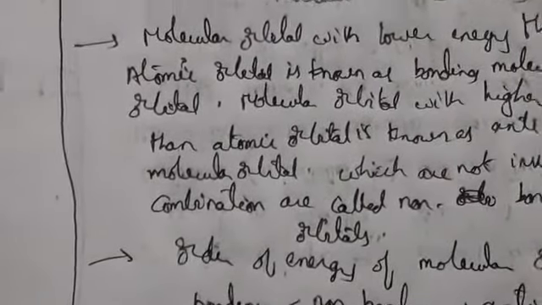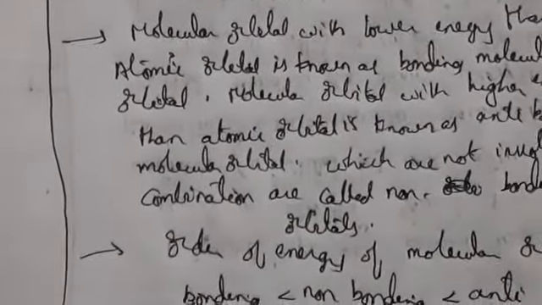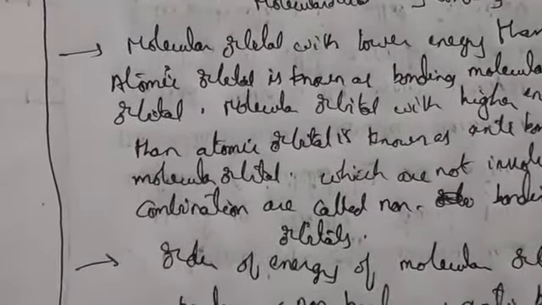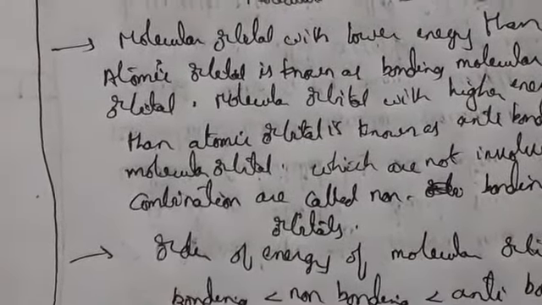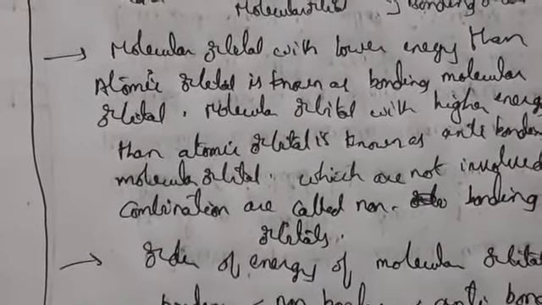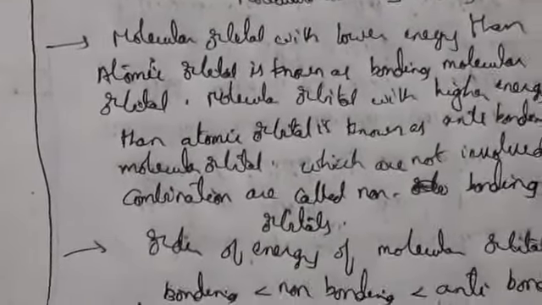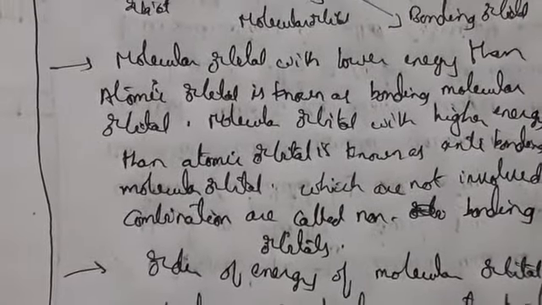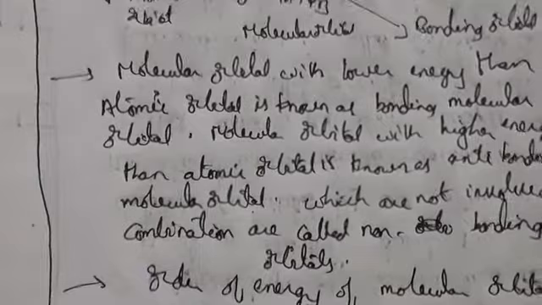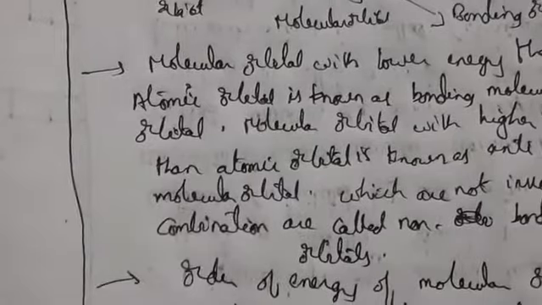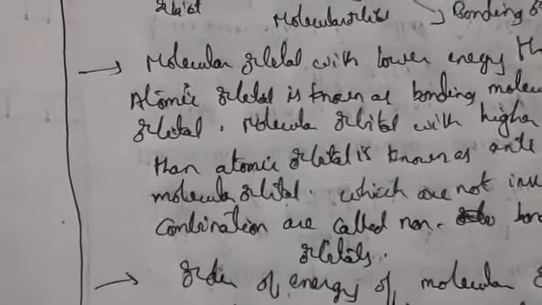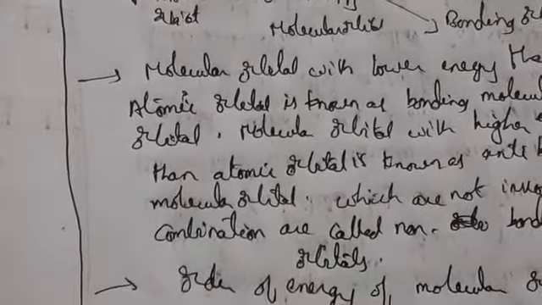There are some conditions to combine atomic orbitals. The combining atomic orbitals must have the same or nearly the same energy. A 1s orbital can combine with another 1s orbital, but not with a 2s orbital. The second condition: the combining atomic orbitals must have the same symmetry about the molecular axis. For example, 2px combines with 2px of the other atom, and 2py with 2py only.